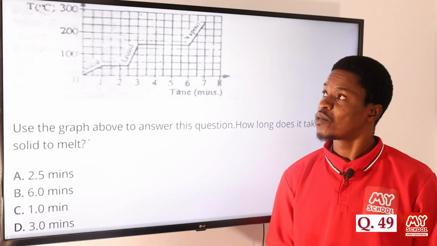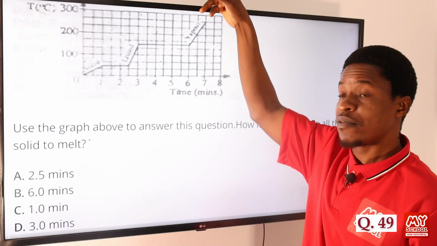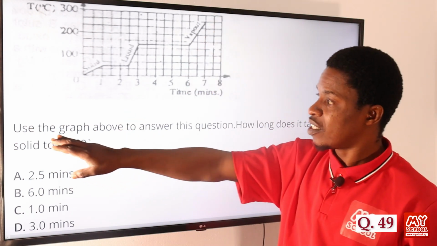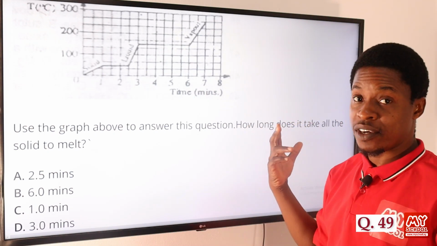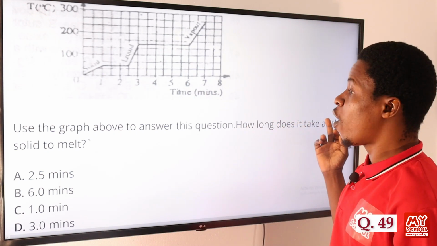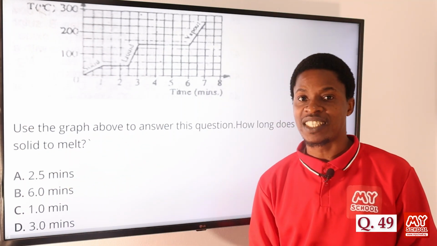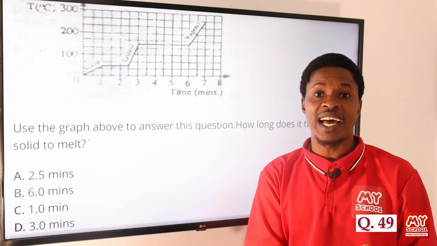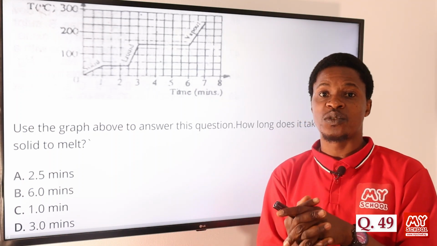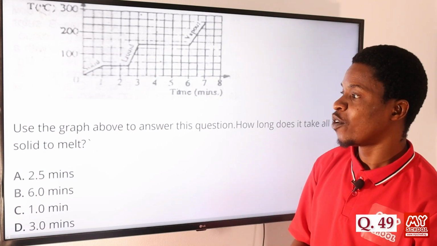Now let's move over to question number 48. We still have the same graph that we had in the previous question. So use the graph above to answer this question. How long does it take, that's time, all the solid to melt? What's the process? That is melting. When solid substances or solid matter change state to what? To liquid, we say that is melting. So how long does it take?